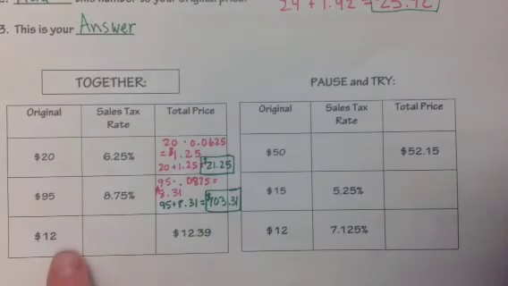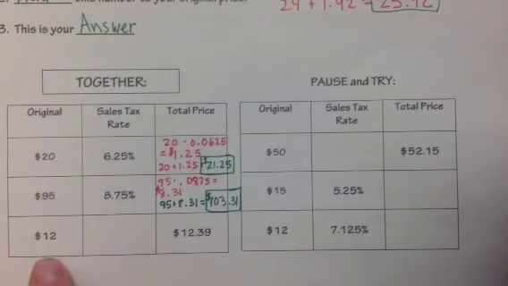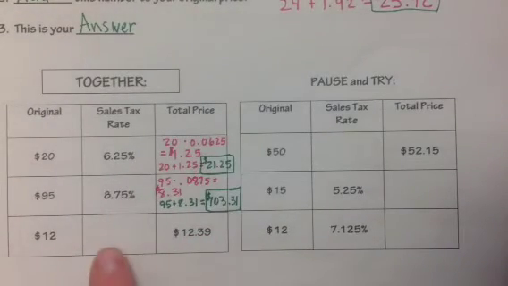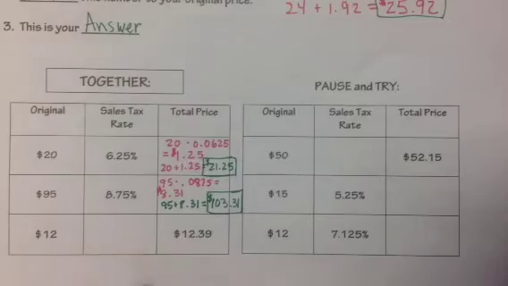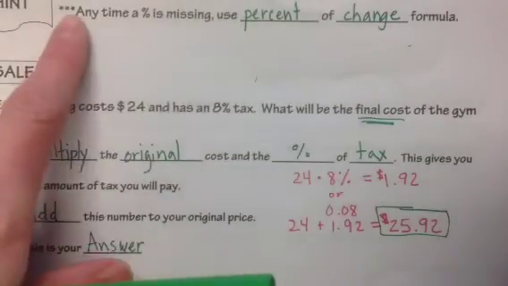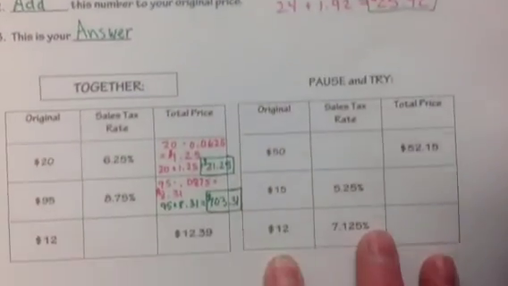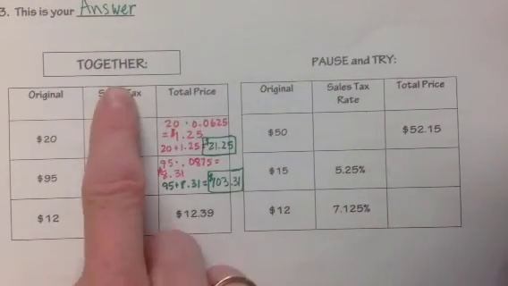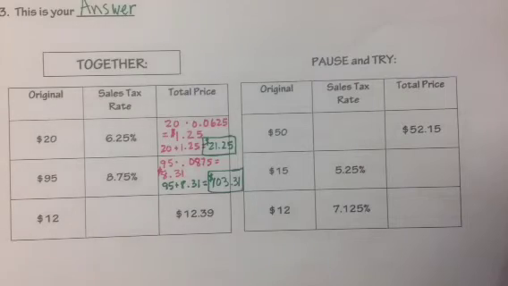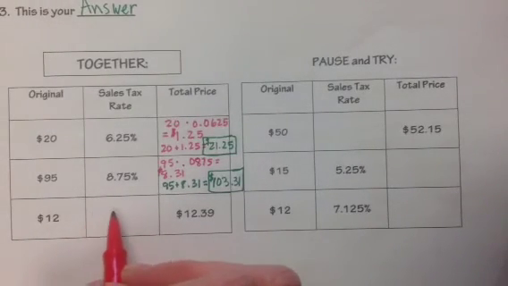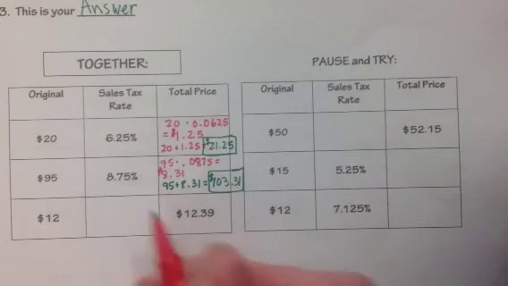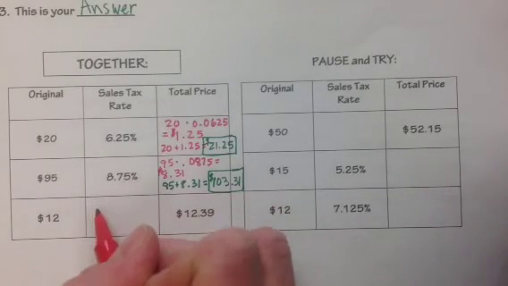Okay, now you see that this one's a little bit different. We have the original and we have our total price, but we don't know how much tax we paid on it. So once again, if you are missing the percent, use percent of change. Well, here in this problem, the percent is the sales tax, so we are missing it. So let's remember percent of change. I like to do the new over old minus 1, so that's the way I'm going to do it. If you like the other way, that's fine. You can do it that way.